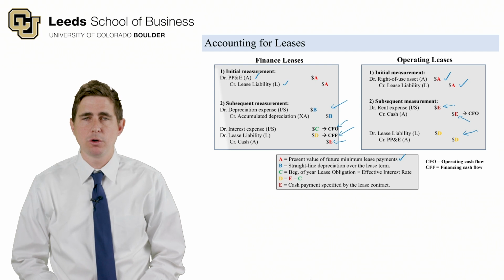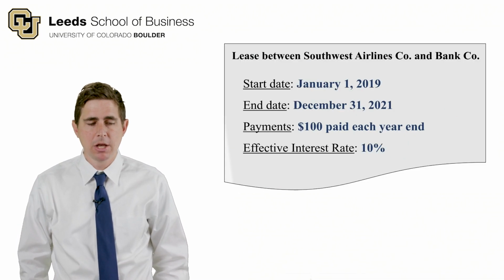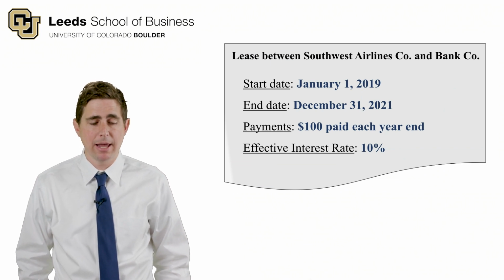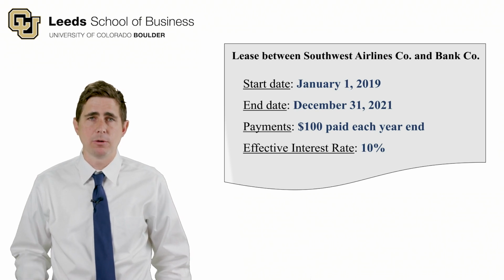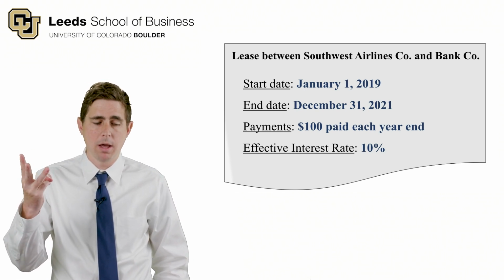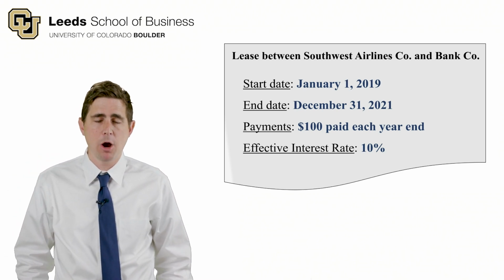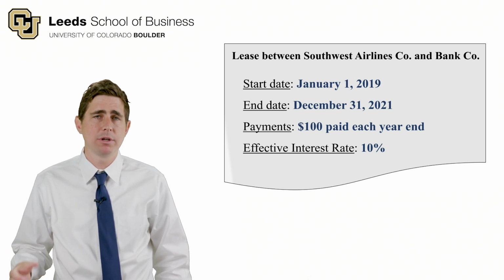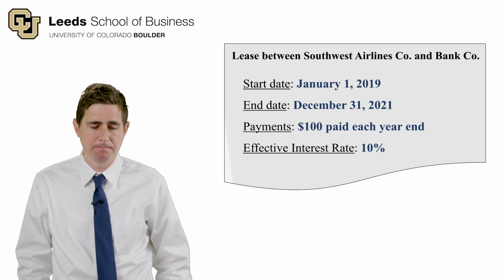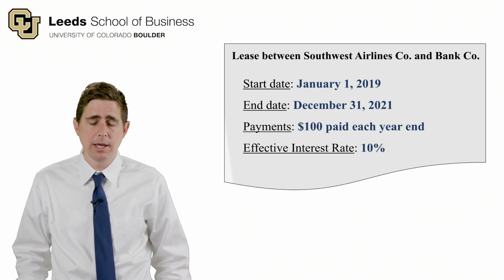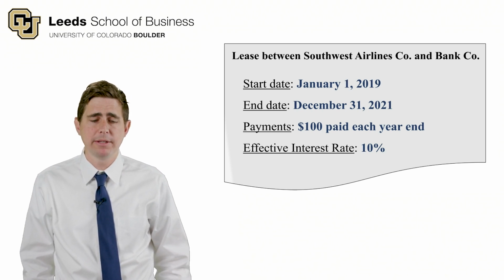So this is an overview of the journal entries, but I think it's easier if we do a concrete example, so let's do that. Let's imagine a lease between Southwest Airlines and a bank. The start date of the lease is January 1st, 2019. It's got a 3-year term, 2019, 2020, 2021. And so we stop being able to use the airplane at the end of 2021. How are we going to pay for it? Well, we only have to make $100 payments at the end of each year during the lease term. So we'll make 3 $100 payments. The effective interest rate in the lease will be given, and it's a 10% effective interest rate to make things simple.